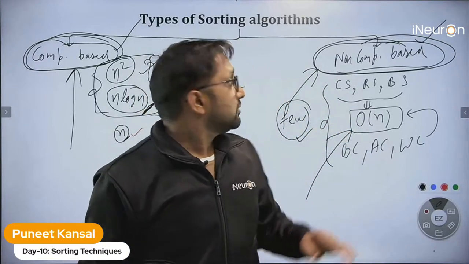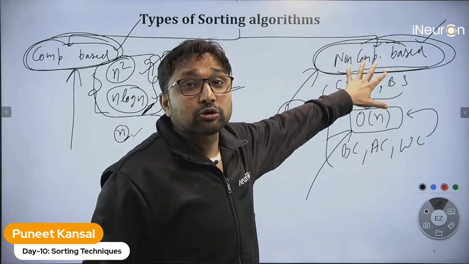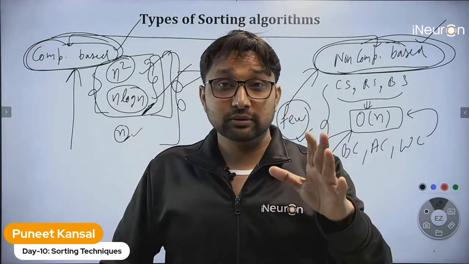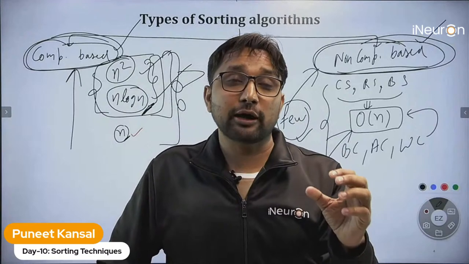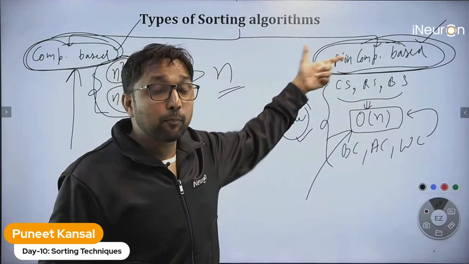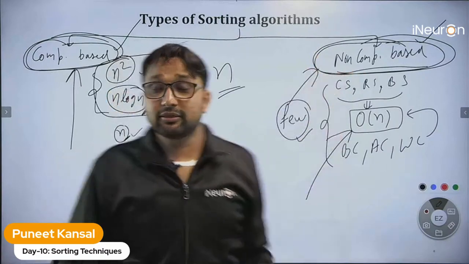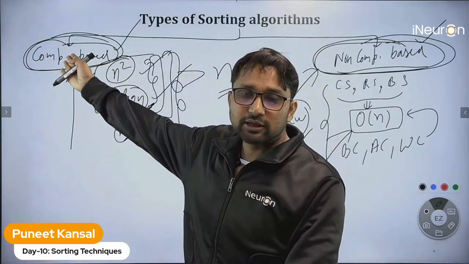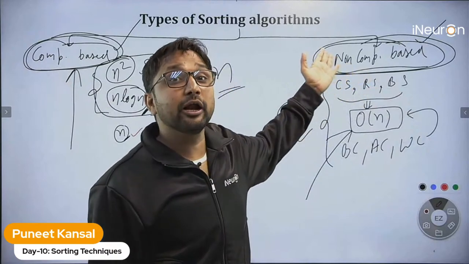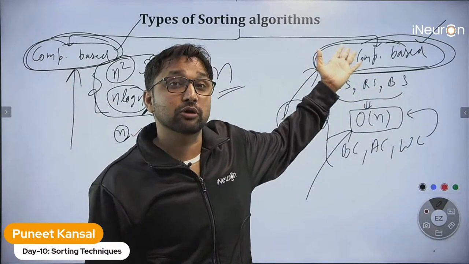The reason is that non-comparison based sorting algorithms bound the user input. Non-comparison based sorting algorithms bound the user input. They put the boundations on the input. These people don't put the boundation.